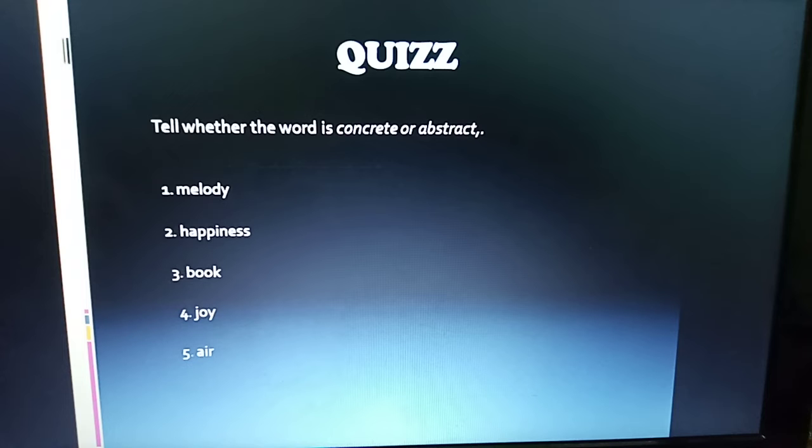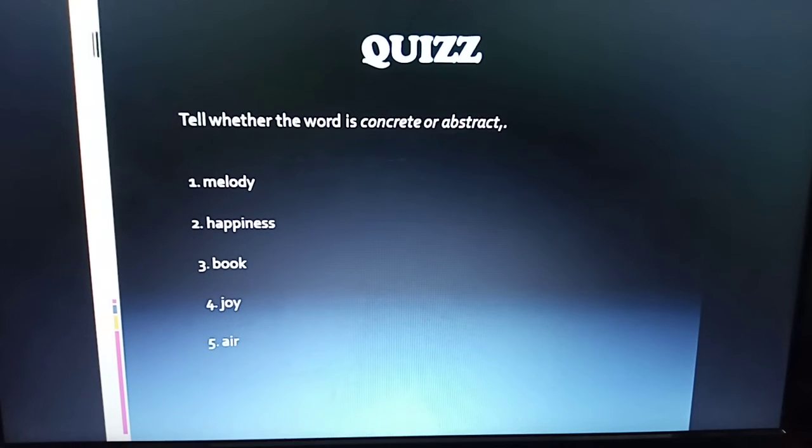So these are the answers. Melody is concrete, happiness abstract, book concrete, joy abstract, air abstract. So those are the answers.